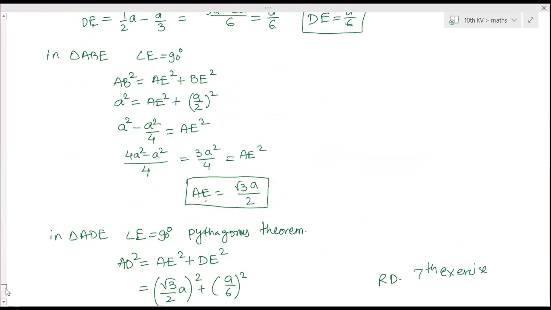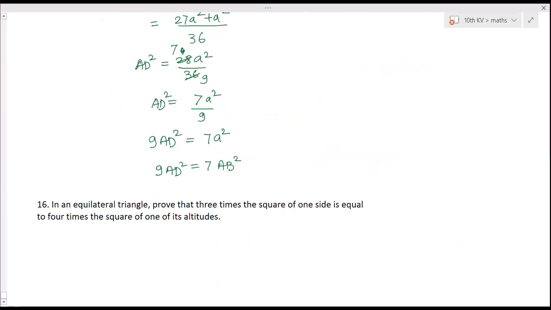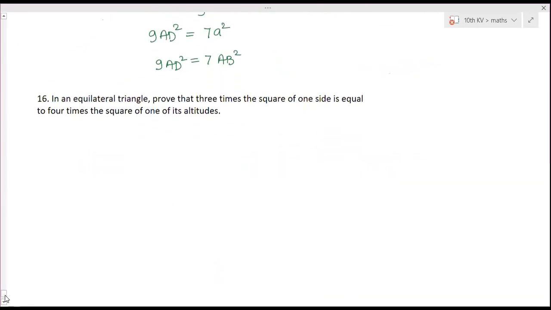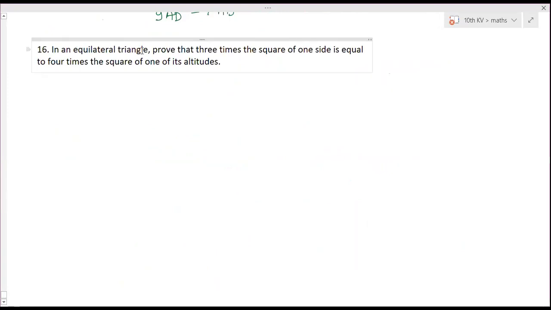Then the 16th question. In an equilateral triangle, prove that 3 times the square of one side is equal to 4 times the square of one of its altitudes. 3 times the square of one side. It is an equilateral triangle. So first they have given it is an equilateral triangle.